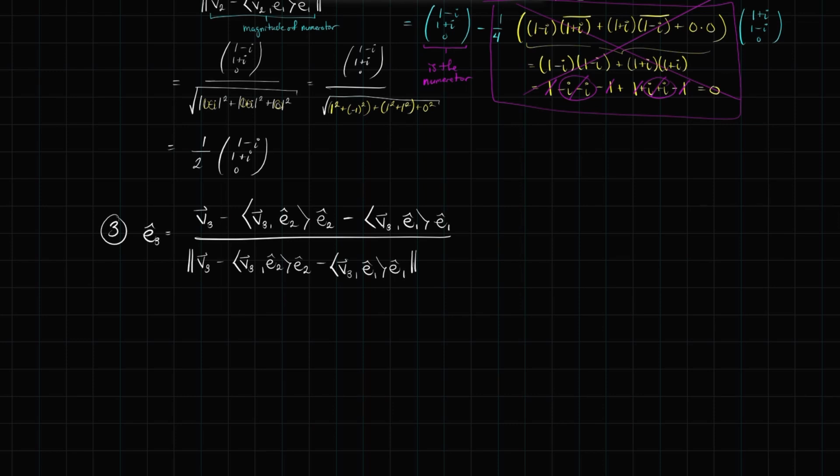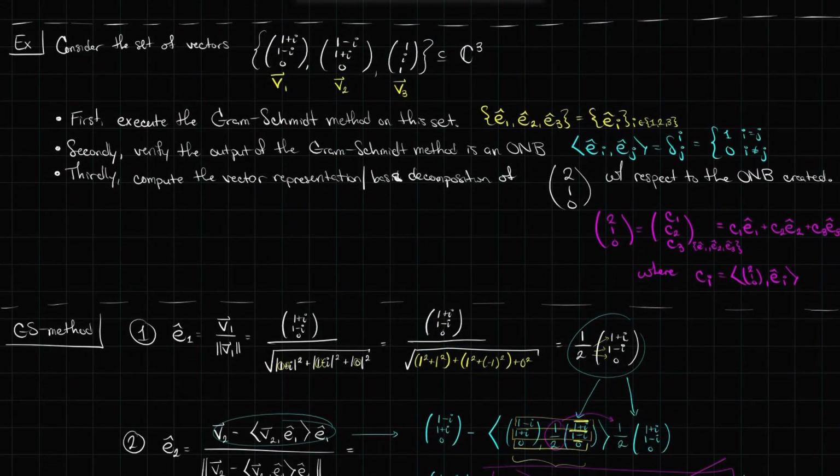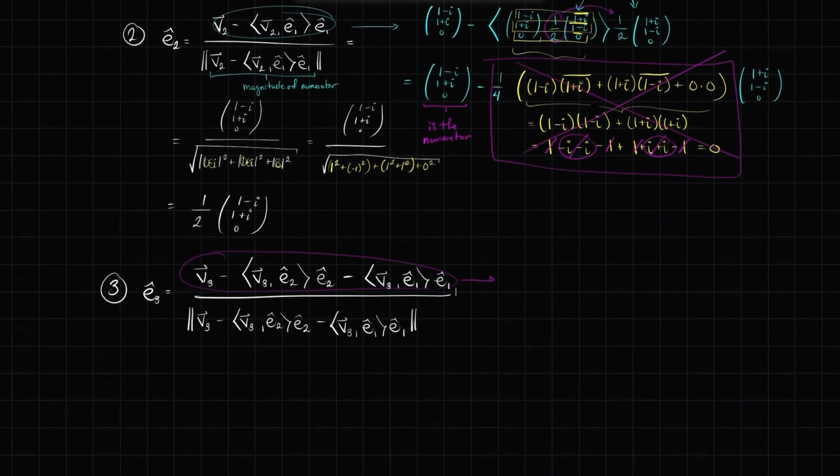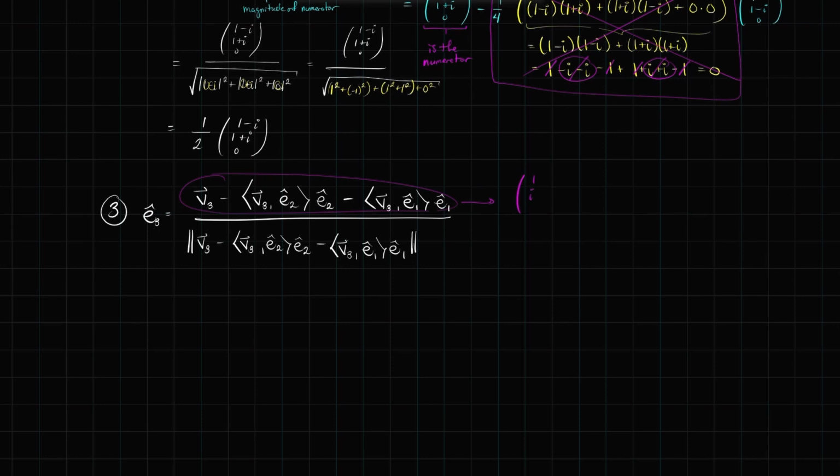To recover E hat 3, as before, I'm going to calculate the numerator all by itself first. And what is V3? We have to scroll all the way back up to see that V3 was 1, i, 1. V3 is going to be 1, i, 1. I'm going to subtract the inner product of V3 against E2, which I've just calculated as 1/2 (1 minus i, 1 plus i, 0), and that multiplies E2, which is 1/2 (1 minus i, 1 plus i, 0).